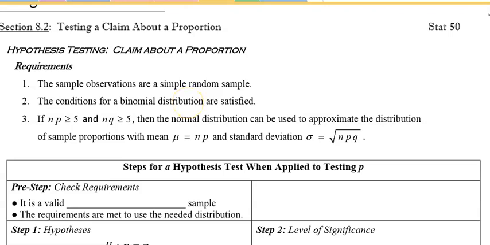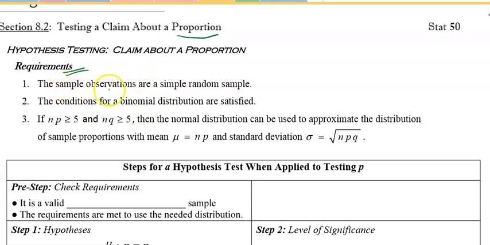Section 8.2 talks about testing a claim about a proportion, identical to what we did in 8.1, but now you're doing the testing over not a mean, but a proportion. Hypothesis testing, a claim about a proportion, requirements.